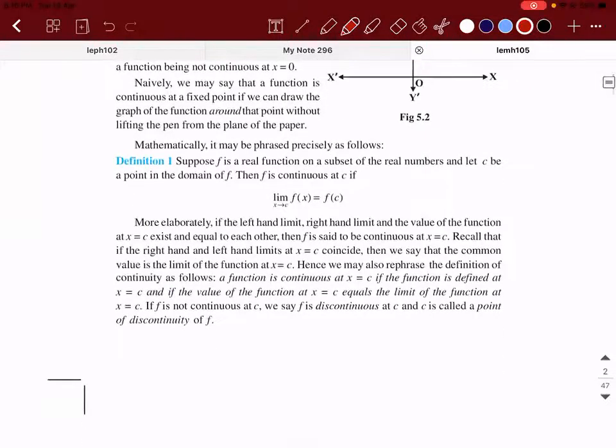Now, having said this, we need to define what exactly is a continuous function. So the definition says something like this: if f is a real function or real valued function on a subset of the real numbers, and let's say c is some point in the domain of it, then if limit x tends to c of f of x is equal to f of c, that is the required mathematical condition for you to prove that the given function is continuous. That is what they're trying to say. Okay, please write it down.